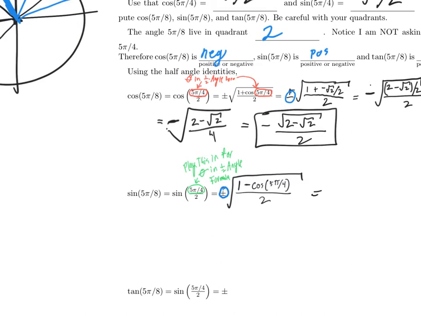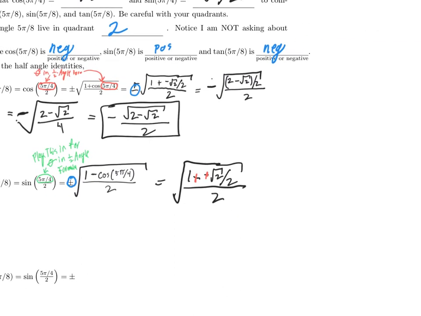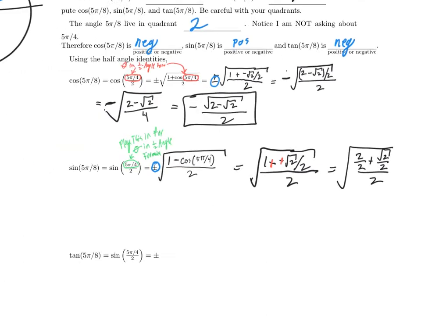This will become just plus, so the positive square root of 1 minus negative square root of 2 over 2, all over 2. So I notice the double negative sign because cosine of 5 pi over 4 is already negative. So it's 1 minus a negative. So it'll be 1 plus root 2 over 2, all over 2. Get a common denominator, square root 2 over 2 plus root 2 over 2, all over 2.